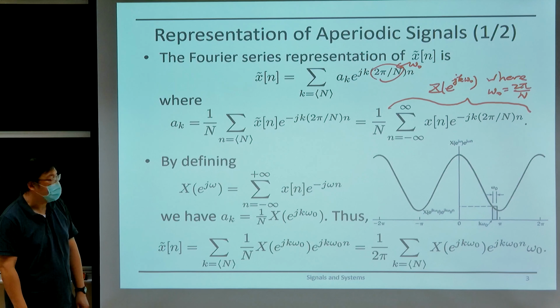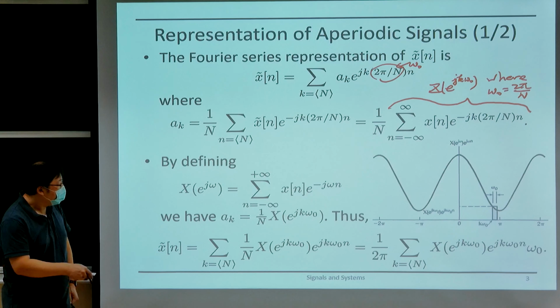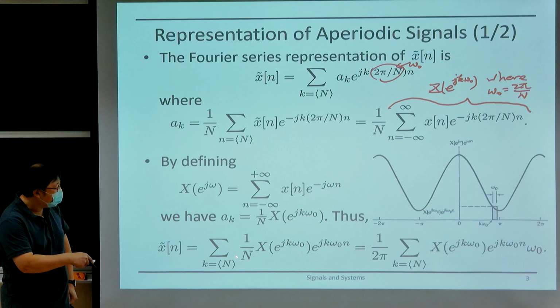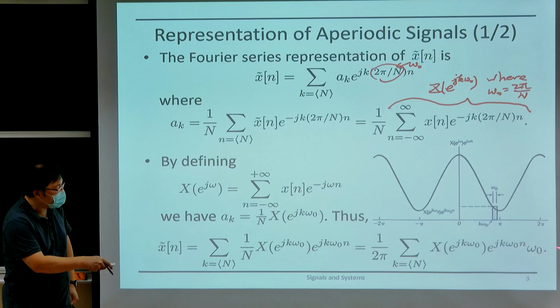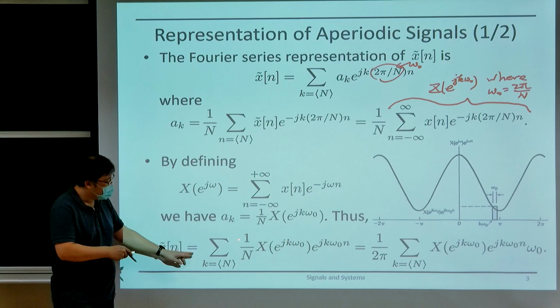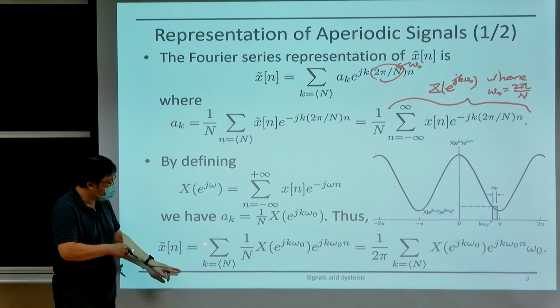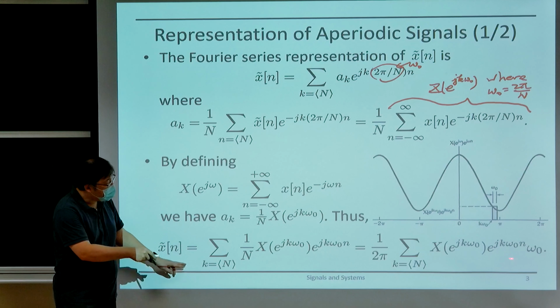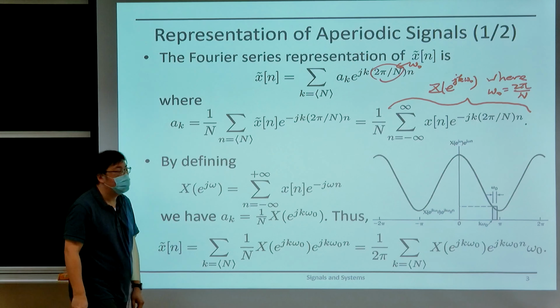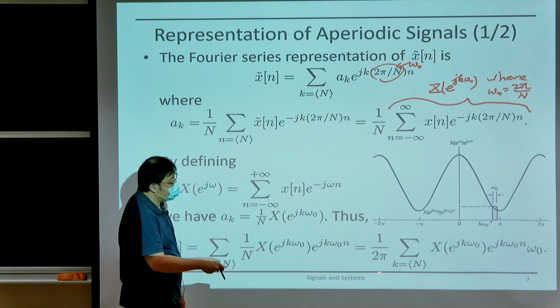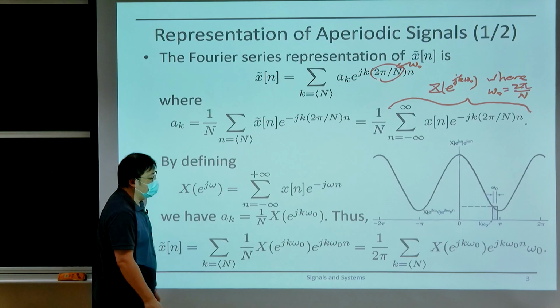All right. And then we can write this 1 over n, right? If I multiply it by 2 pi and divide it back, this 2 pi over capital N becomes omega naught, okay? So I multiply this by 2 pi and divide it back in the front, I will get a omega naught here, okay? So then what is this?